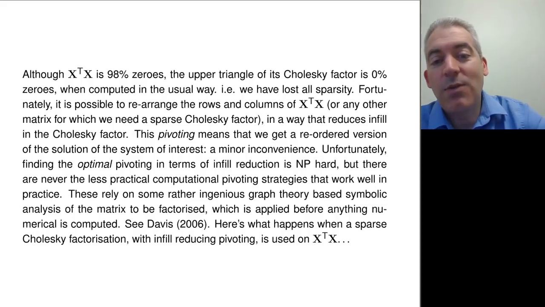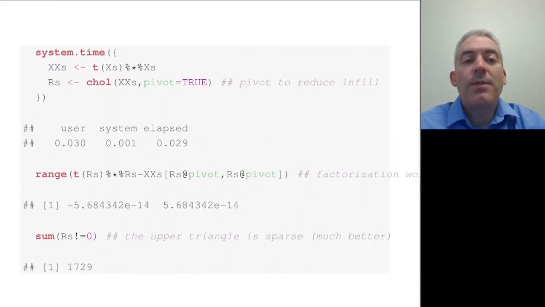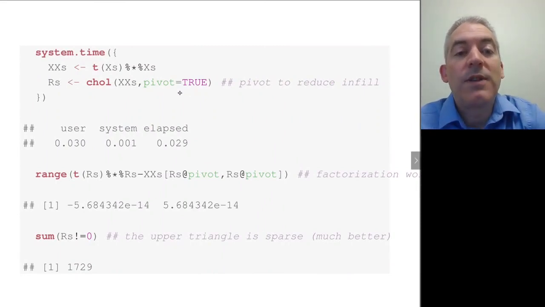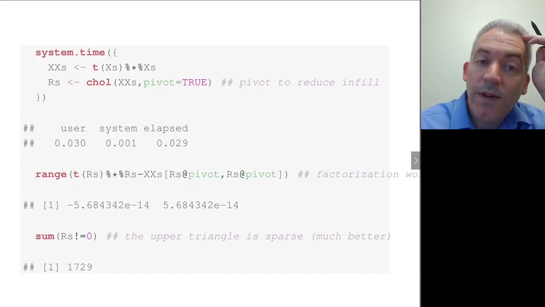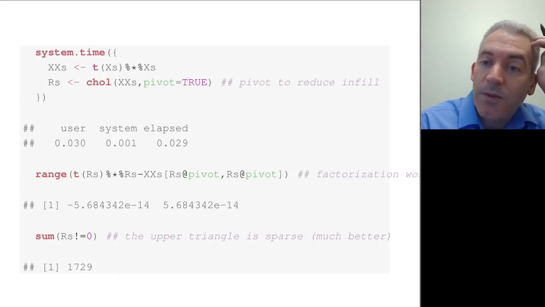So let's just see what happens here. This library, fortunately, supports pivoting. So if we want to do a Cholesky decomposition of a sparse matrix, we can just request a pivot. And like I said, what that will do is figure out an optimal pivot, an optimal permutation of the rows and columns. Then it will carry out the Cholesky decomposition and return the result.